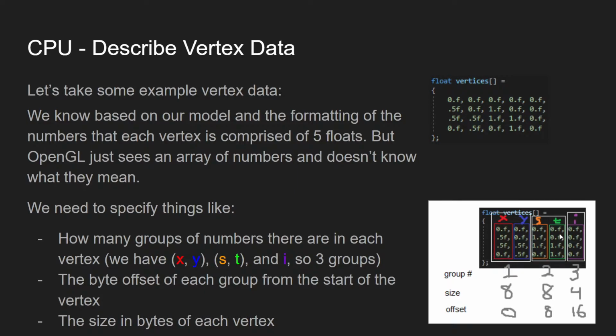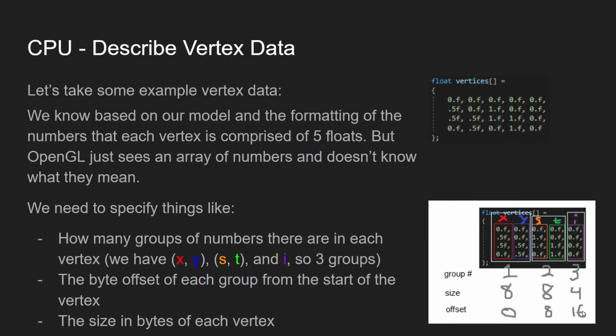Group number 2 is our texture coordinate, and group 3 is our texture index. The size of each is just the number of bytes in a float times the number of floats in that group. So for x, y, we have 2 floats, so 8 bytes. For st, we also have 2 floats, so 8 bytes. And for I, we just have 1 float, so that's going to be 4 bytes.